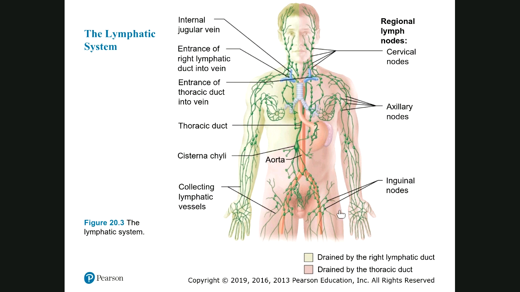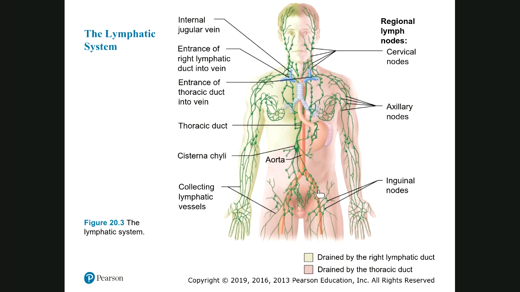It collects lymph from our two large lumbar trunks that drain the lower limbs, and from the intestinal trunk that drains our digestive organs, the left side of the head and neck region, and your left thorax. As the thoracic duct runs superiorly, it receives lymphatic drainage from the left side of the thorax, the left upper limb, and the left side of the head and neck that I just mentioned.